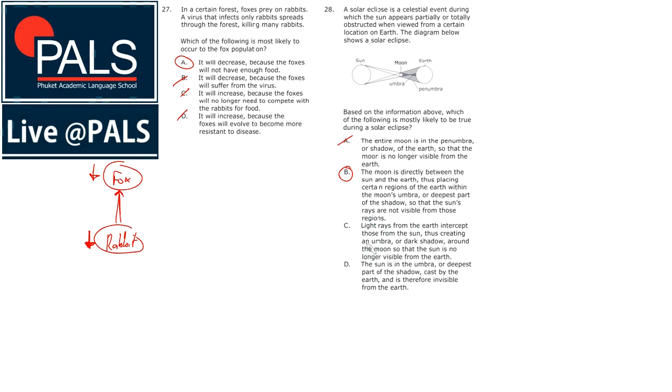So let's check the other ones. Light rays from the Earth. There are no light rays coming from the Earth. No, light rays come from the sun. Intercept those from the sun. Okay, that doesn't make sense at all. The sun is in the umbra. The sun is in the shadow. No, that's because the sun produces light. It is not in the shade, the shadow. So, yeah, and what makes sense is answer B.